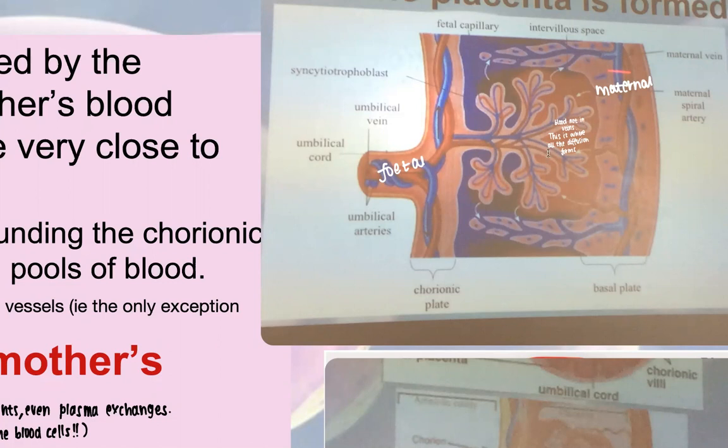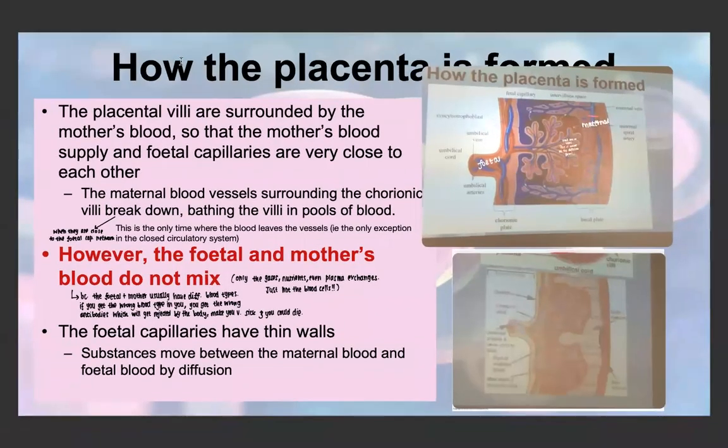But it's very, very important to know that the baby's and the mother's blood will not actually come into contact, only the substances within them. So the placental villi are surrounded by the mother's blood, so that the mother's blood supply and the fetal capillaries are very close to each other. So the maternal blood vessels surrounding the chorionic villi break down, bathing the villi in pools of blood. So like I said, this is the only time where the blood leaves the vessels.